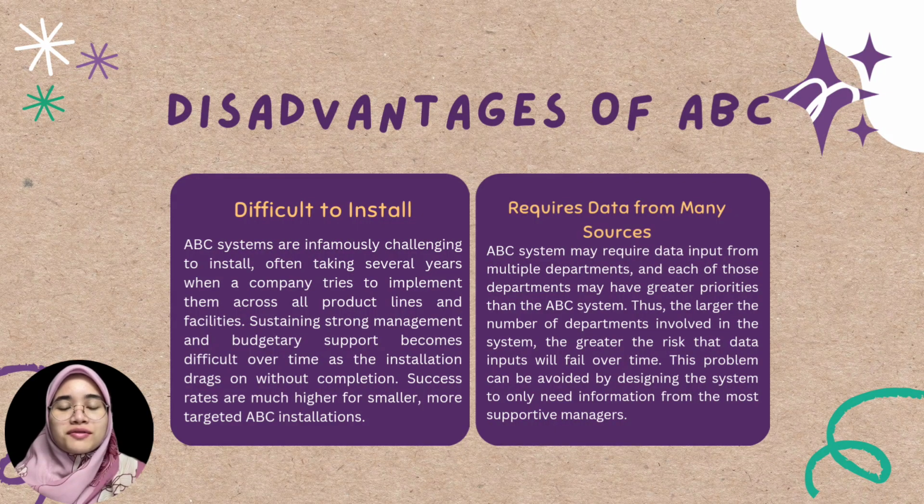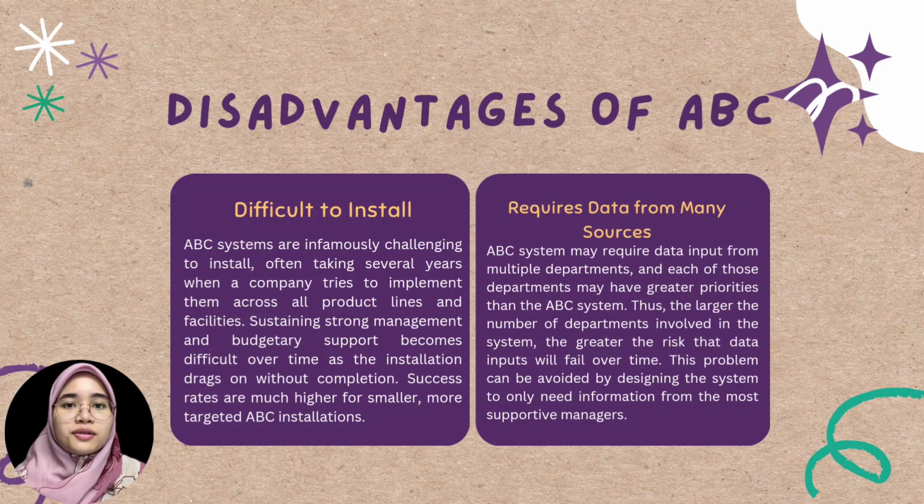There are also disadvantages of ABC. First is difficult to install. ABC systems are infamously challenging to install, often taking several years when a company tries to implement them across all product lines and facilities. Sustaining strong management and budgetary support becomes difficult over time as the installation drags on without completion. Success rates are much higher for smaller, more targeted ABC installations.